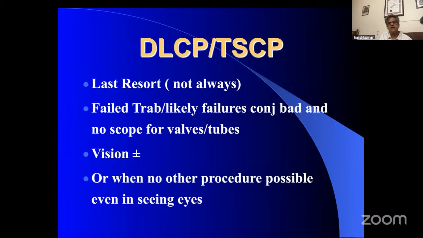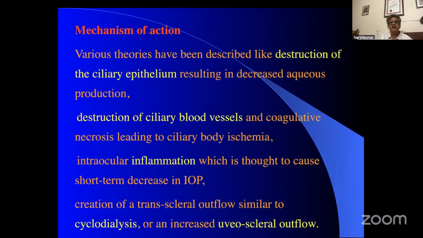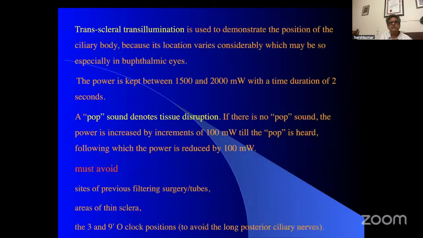DLCP or diode laser cyclophotocoagulation was essentially tried for cases which have completely failed, basically for penetrating keratoplasty, post-traumatic glaucoma, and so many other glaucomas where other surgeries have been tried but have not succeeded, and there's nothing more to do. But now of late things have changed, and people are now doing the DLCP primarily even for seeing eyes, and we have seen some good results. So if you do it in a graded fashion, sometimes the results are nice.